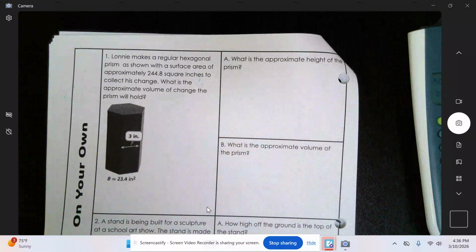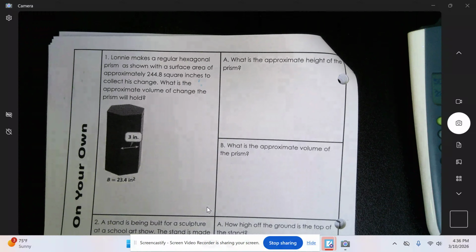Let's see, which one else do I want to do? I don't want to take up too much of your time. Alright, let's do two more and then we're going to be done.